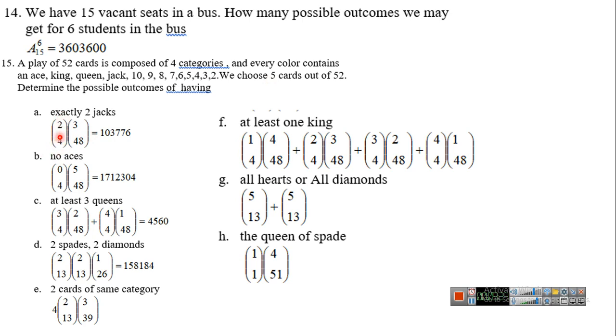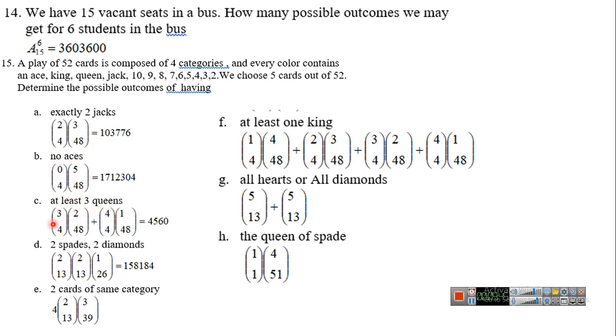I'm not going to pick the card I want and return it back; they didn't mention this. And the remaining 3 will not be a jack. Not a jack: it is 52 minus 4, so 48. I want no aces, meaning 0 out of 4, and the rest 5 are not aces. How many not aces in the deck is 52 minus 4, which is 48.